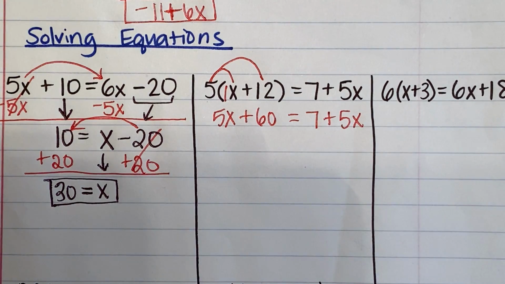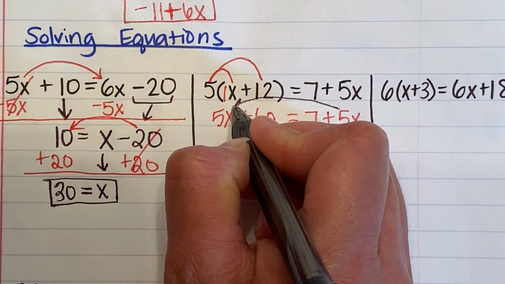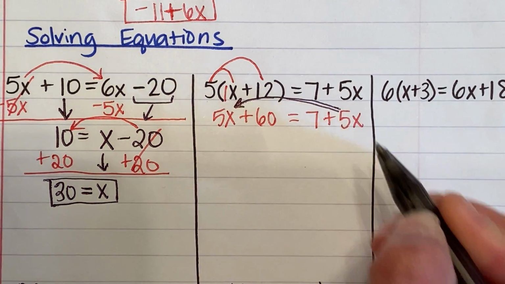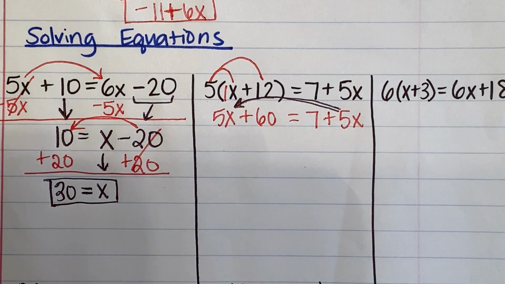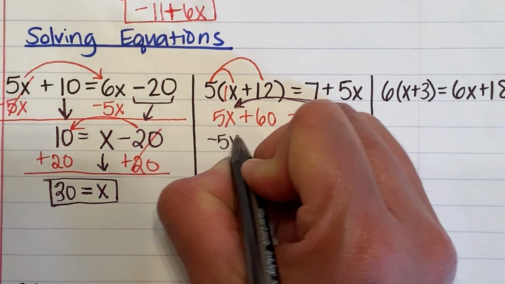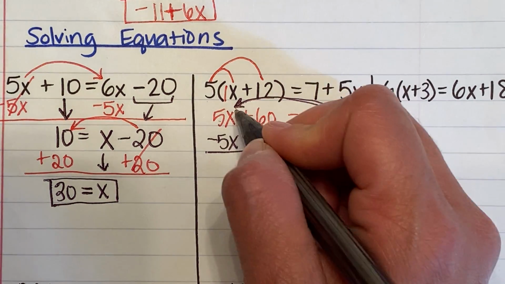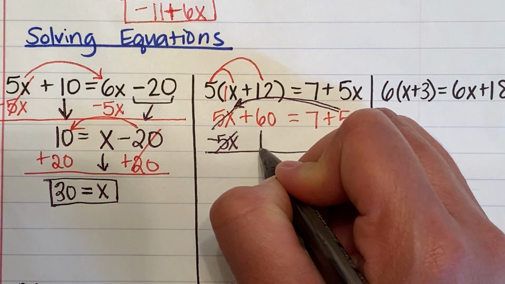Now I'm to the point where I need to move my variables. Let's move this positive 5x with this other 5x. The only way we can move it across the equal sign is by using the opposite sign. So I need to subtract 5x from each side. When I do that, 5x minus 5x is 0 and it goes away. So I'm going to bring down 60.